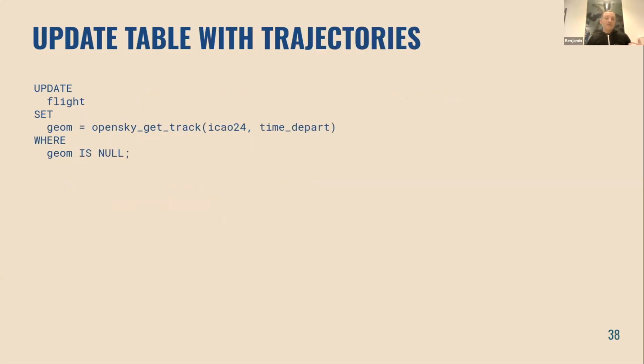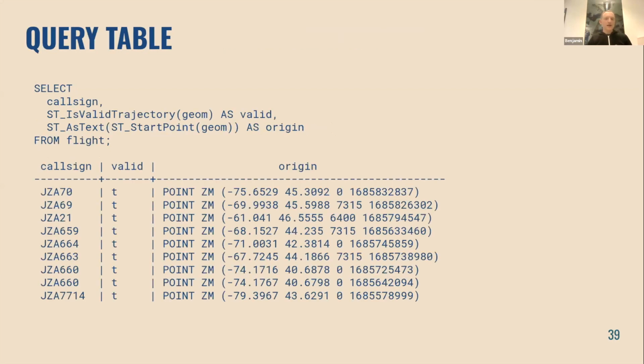So that flights table, which had a number of flights in it without geometries, can be easily updated by calling this function. And we just say, if the geometry is null, set the geometry based on the responses from the OpenSky getTracks endpoint. And if you call that, now suddenly we have a number of valid trajectories inside our database, populated for us to do whatever kind of analysis we want at this point.